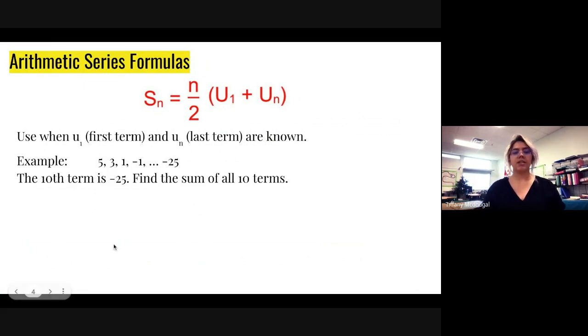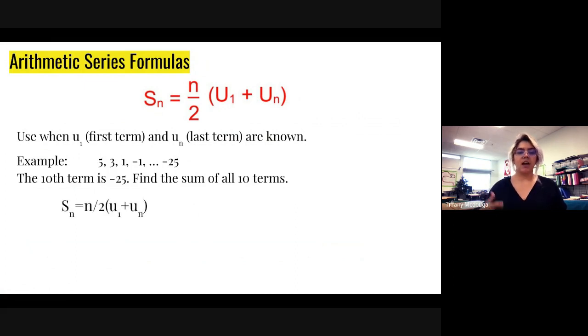For example, let's say that we have this sequence down here, 5, 3, 1, -1, dot, dot, dot, dot, dot, -25. So that tells us that the sequence keeps going. It jumps a bunch of numbers, and then the last number is -25. Now, we know that the 10th term is -25. Find the sum of all 10 numbers.